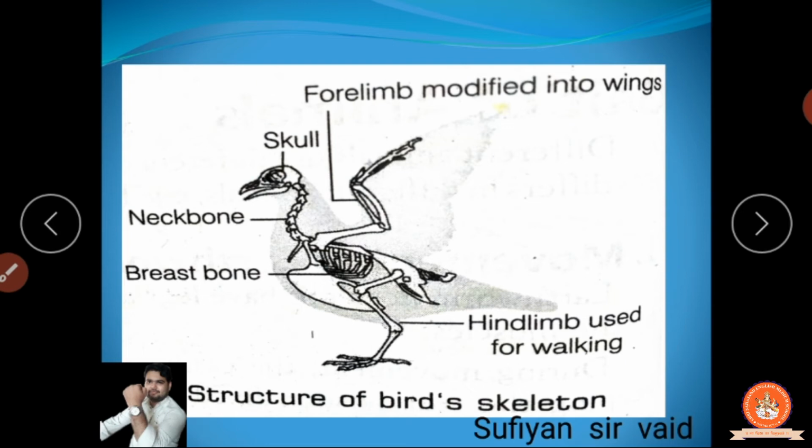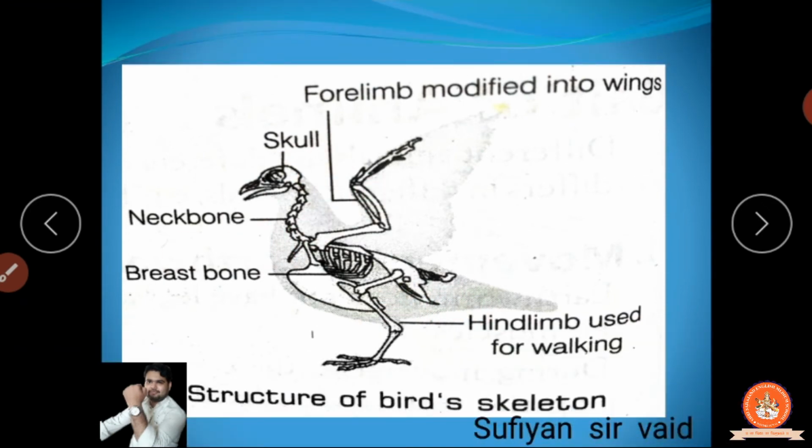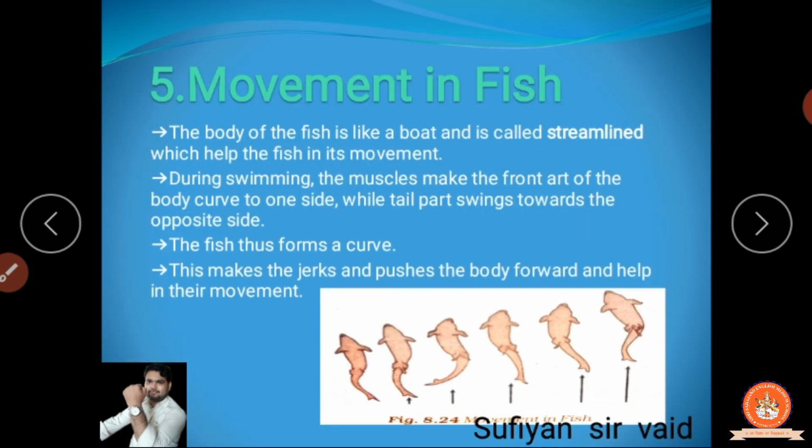Clear? So this is the skeleton of the bird, the structure of the bird. This is the hind limb we use for walking. The hind limb. Clear? This is the neck bone. This is the breastbone. Clear? This is the forelimb modified into the wings, and this is the skull. Clear?